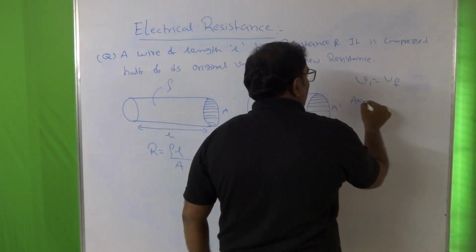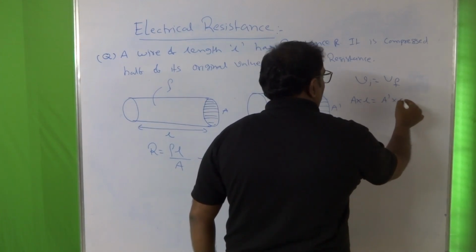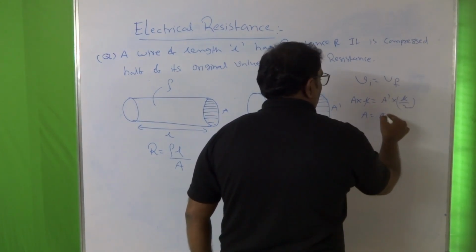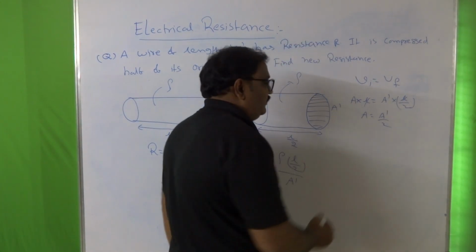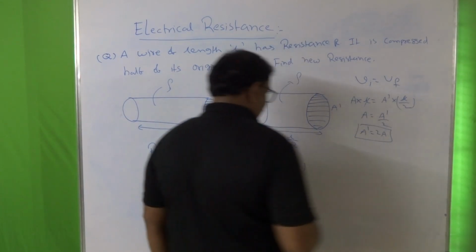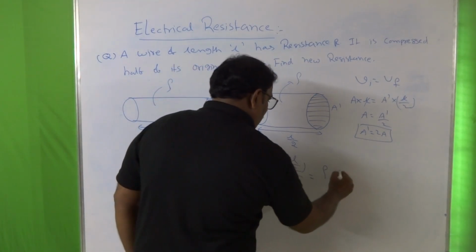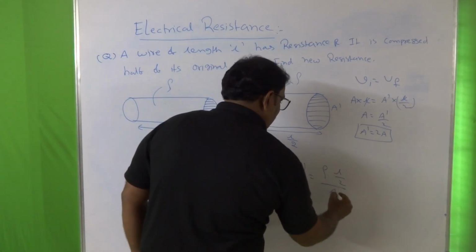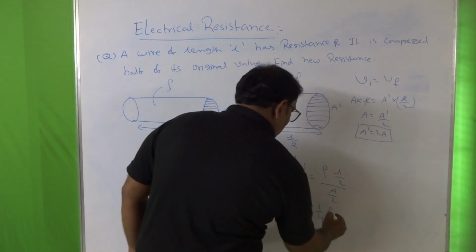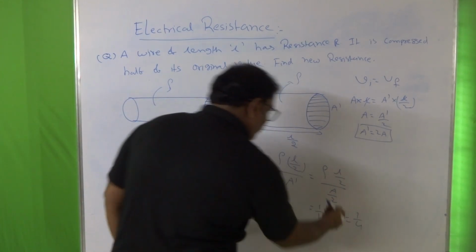So initial volume equal to area into length, and final volume equal to A dash into length, which is L by 2. L cancels, we get A equal to A dash by 2. From this, A dash equal to 2 into A. So you substitute A dash value here, we get rho into L by 2 by 2A. That is equal to 1 by 4 into rho L by A.